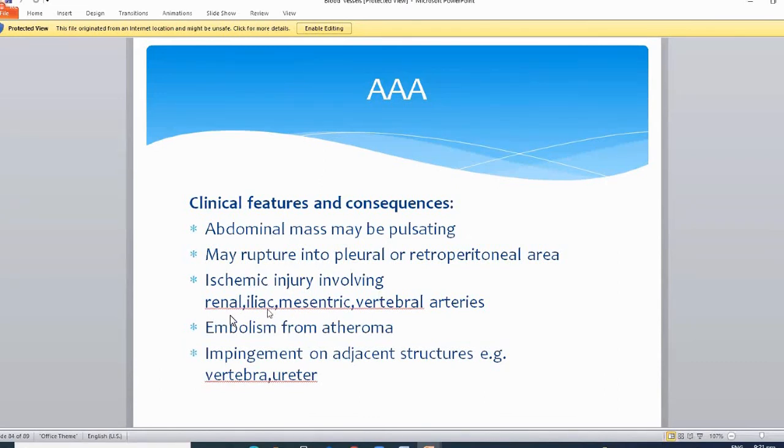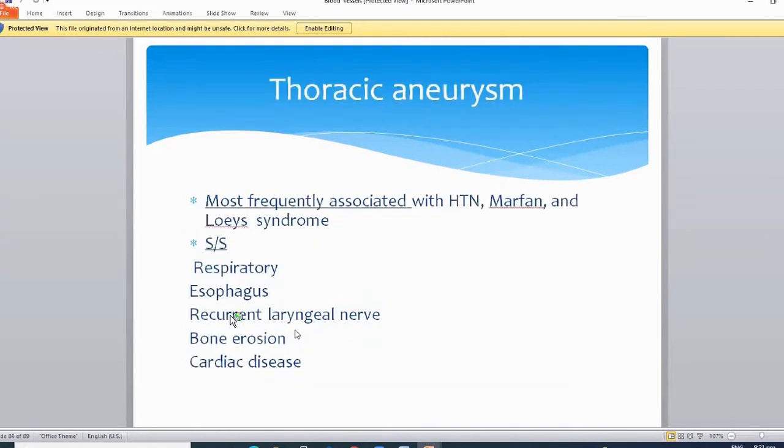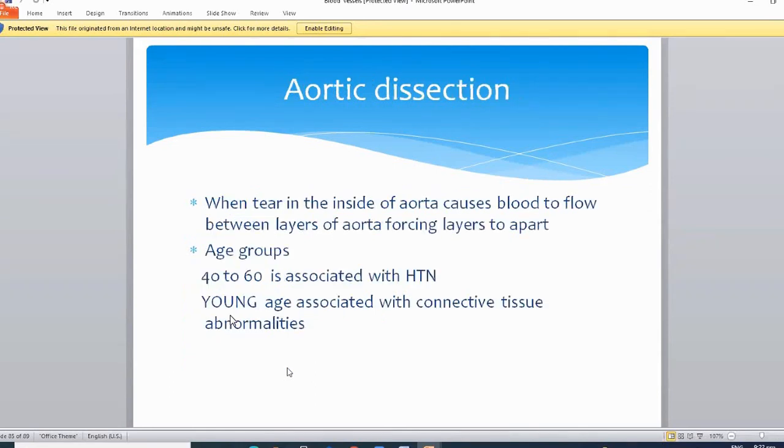When we palpate, it may rupture into the abdomen or iliac arteries, with impingement, or embolism from the atheroma. Thoracic aneurysm: most frequently associated with hypertension, Marfan syndrome, Loeys-Dietz syndrome. Signs and symptoms are related to the thoracic area: respiratory dyspnea, esophagus dysphagia, recurrent laryngeal nerve involvement causing hoarseness, bone erosion by compression on the rib cage and vertebra. Cardiac disease can be there.